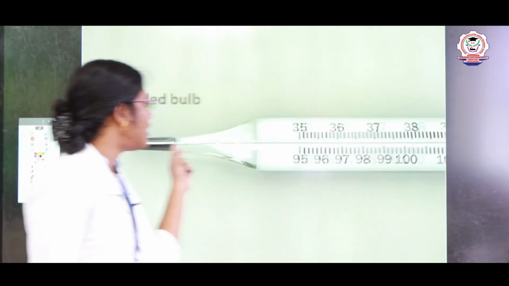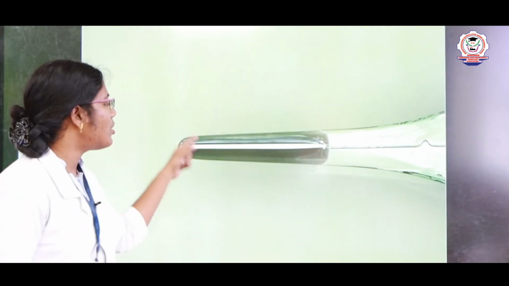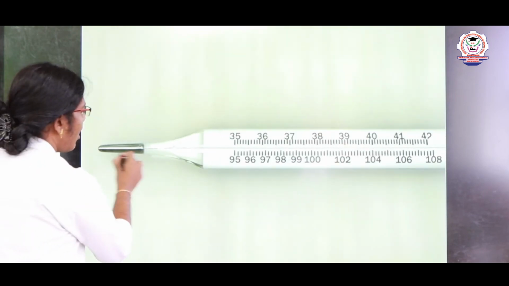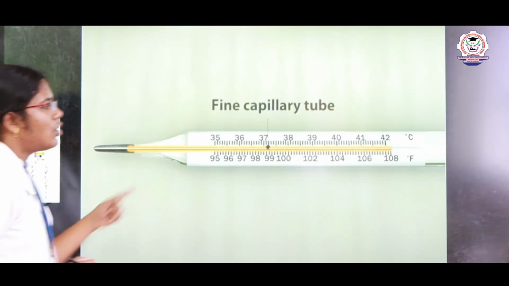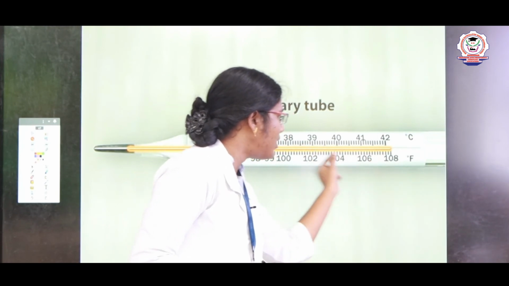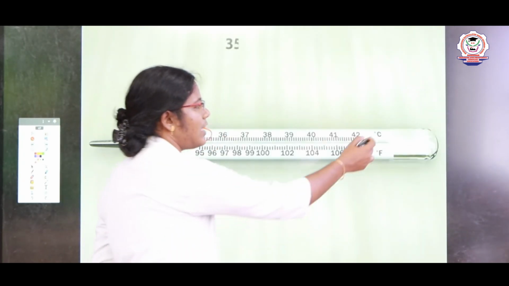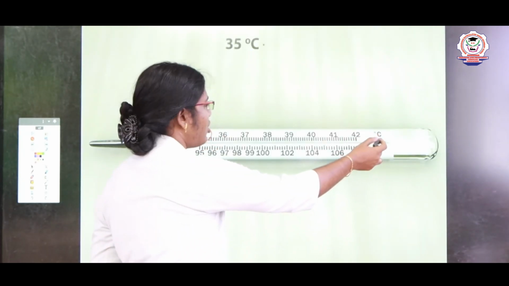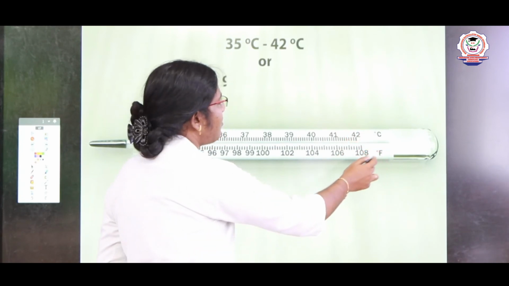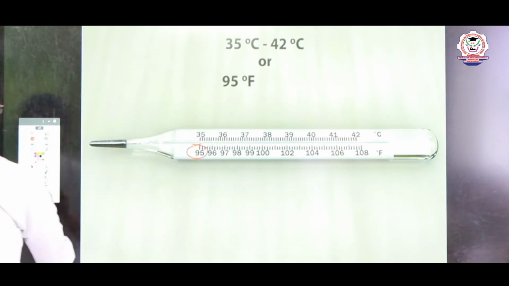It is covered with glass. It is a mercury-filled alloy thermometer. It has a fine capillary tube. Can you see this? Inside this capillary tube only, we fill the mercury alloy. It is marked C for degrees Celsius, and here we can see Fahrenheit.